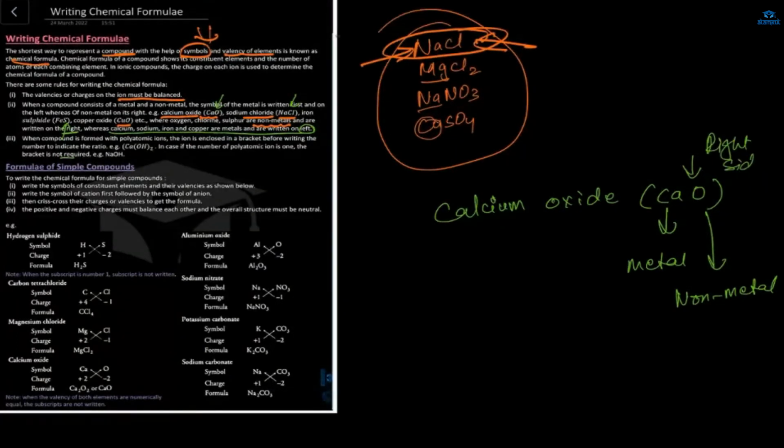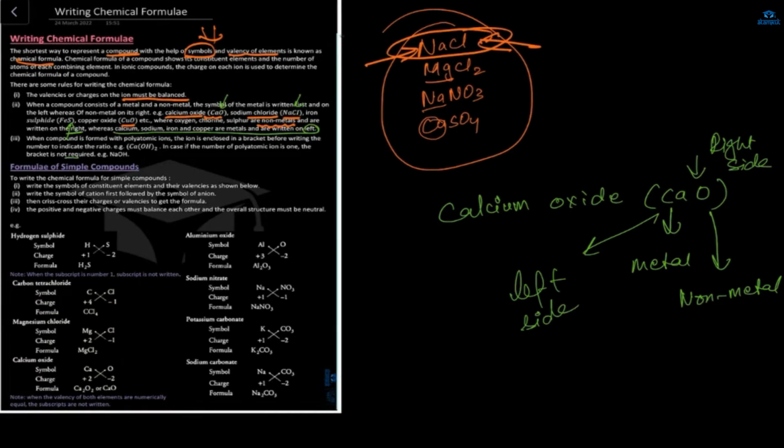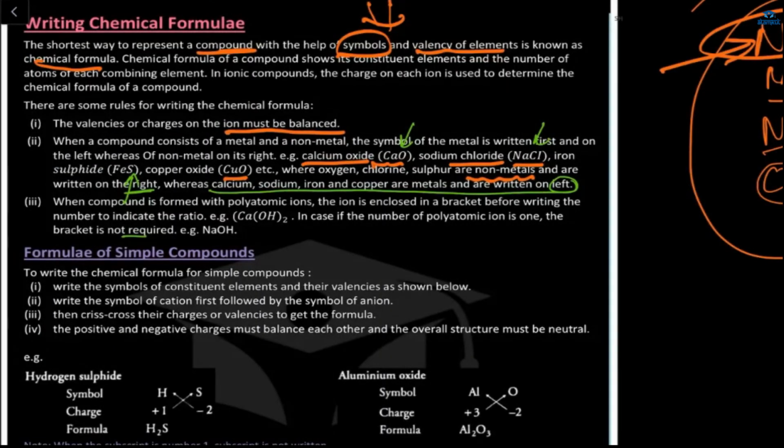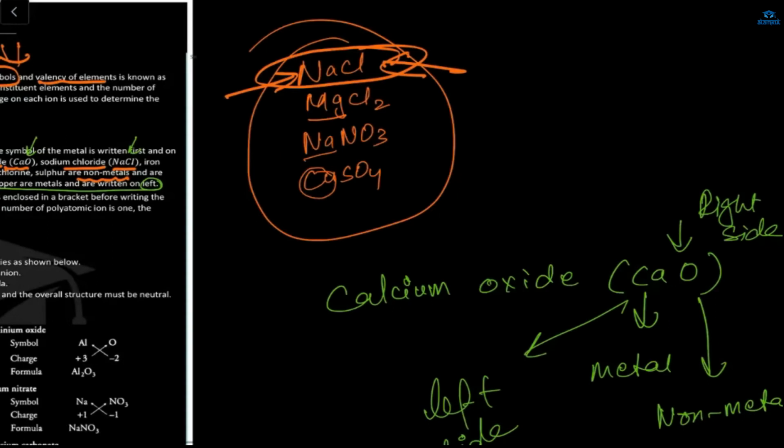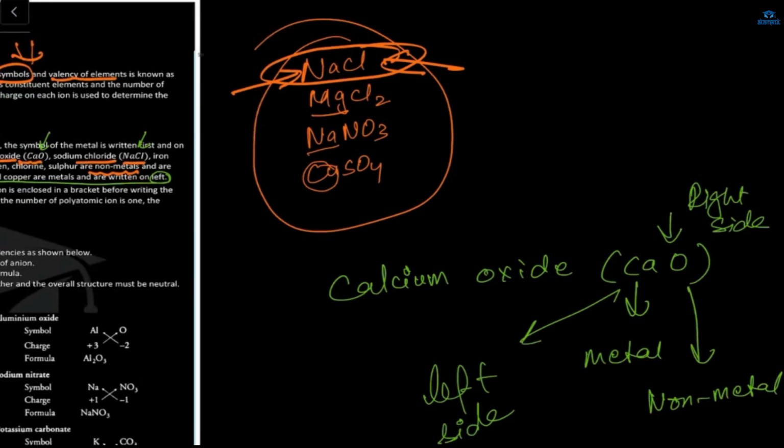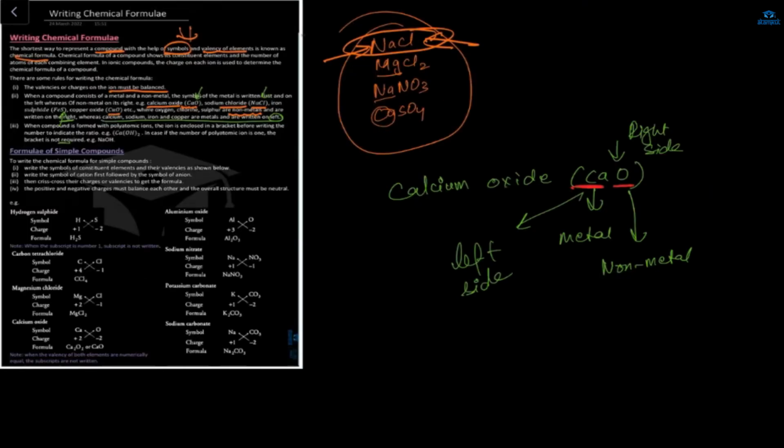And your metal is on the left side. So this is a way of writing a chemical formula. All the metals will be on the left side, and all the non-metals will be written on the right side. Understood? So in a chemical formula, the metal is written on the left and the non-metal on the right side. Now what is next?